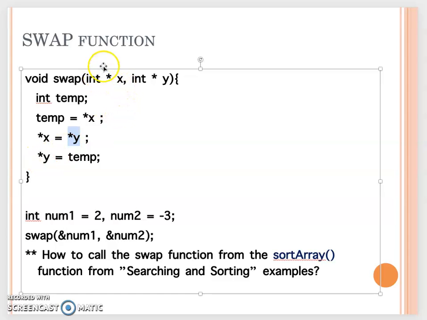When you use pointers to pass the variables, how will you call the function? When you call the function, it looks like this. Don't forget, for example in the main function, if you have num1 and num2 and you want to swap, you need the ampersand when you call the function, because now the function is passing by pointer. So that's how you call your swap function.